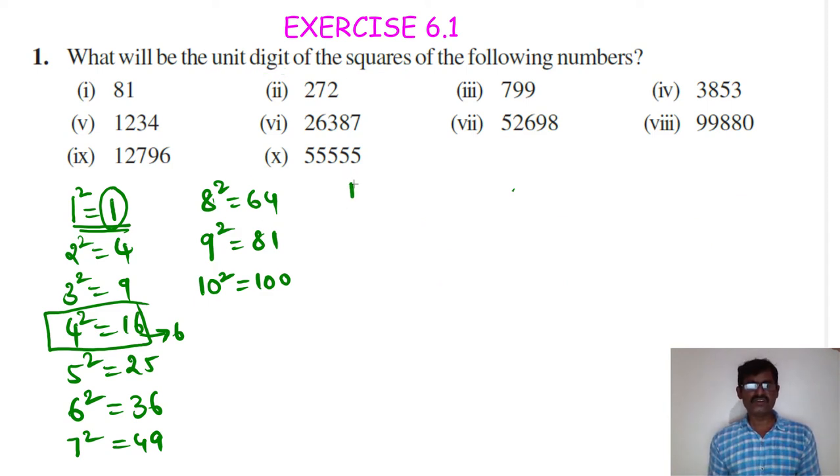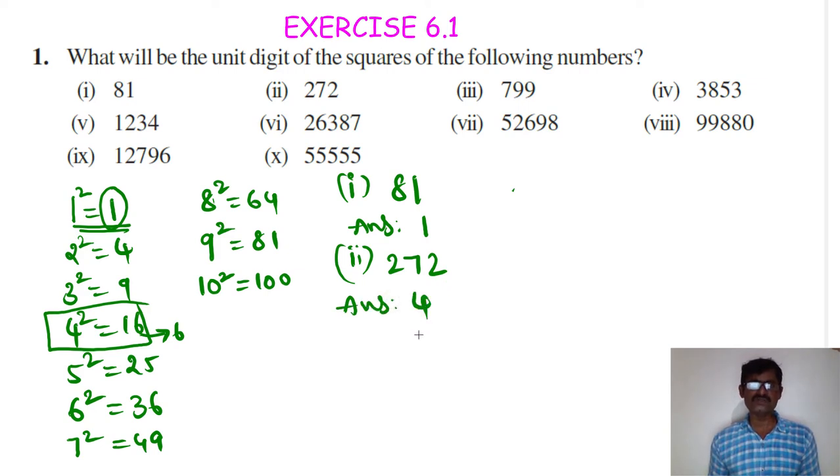Now if you take the first one, 81. The digit in units place is 1, and 1 square is 1. So the digit in units place is 1. So the answer for the first question is 1. Next, if you take the second one, we have 272. The digit in units place here is 2. So 2 square is 4. For this, the answer is 4. So the digit in units place in the square of 272 is 4.